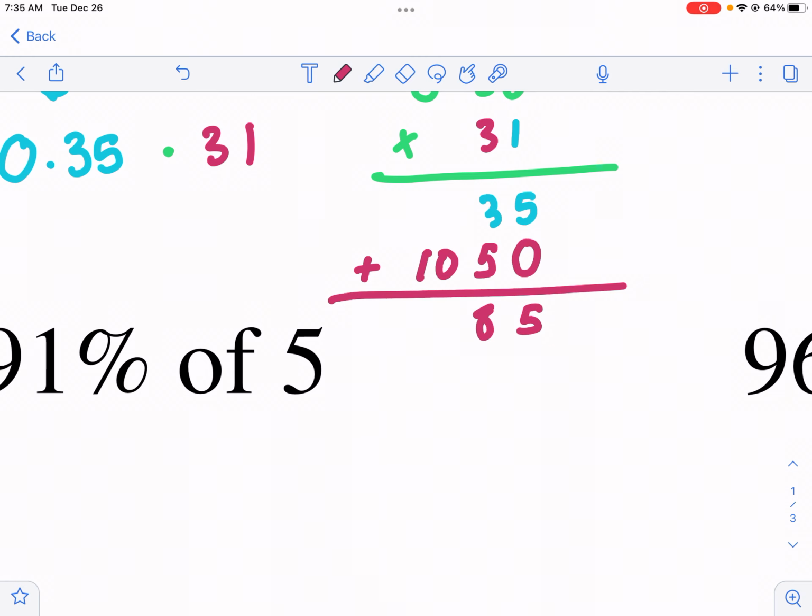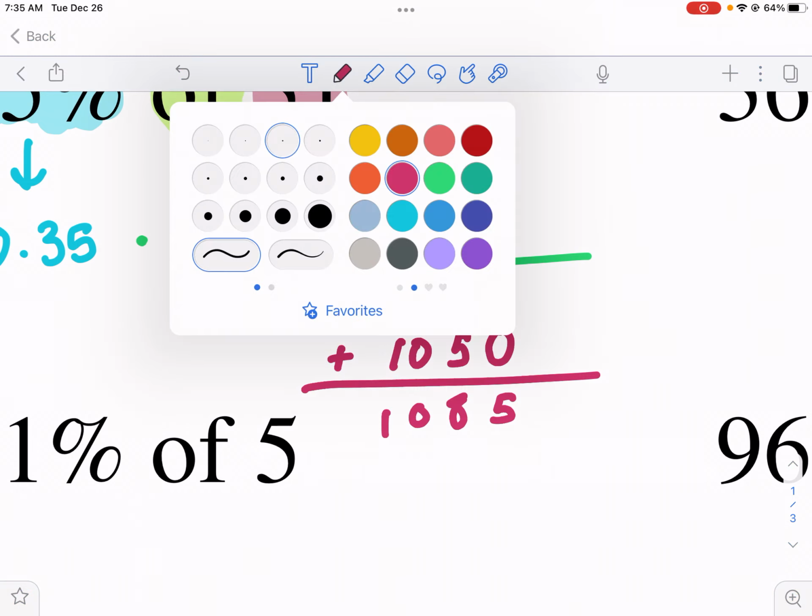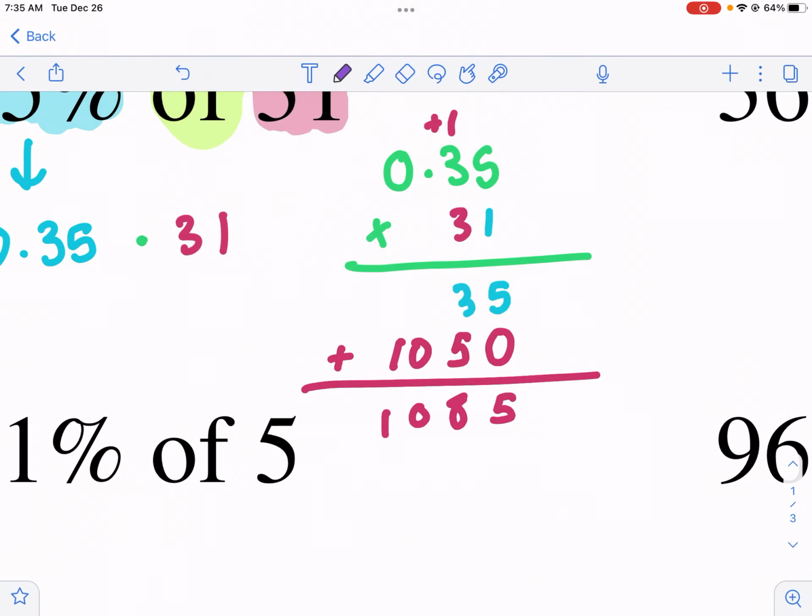So we have 5, 8, 0, and 1. Okay, and then what we need to do is move that decimal place. How do we determine how many places that gets moved over? Well, we're going to count the total number of places it's moved in the problem. There's only 2 places moved in the top.